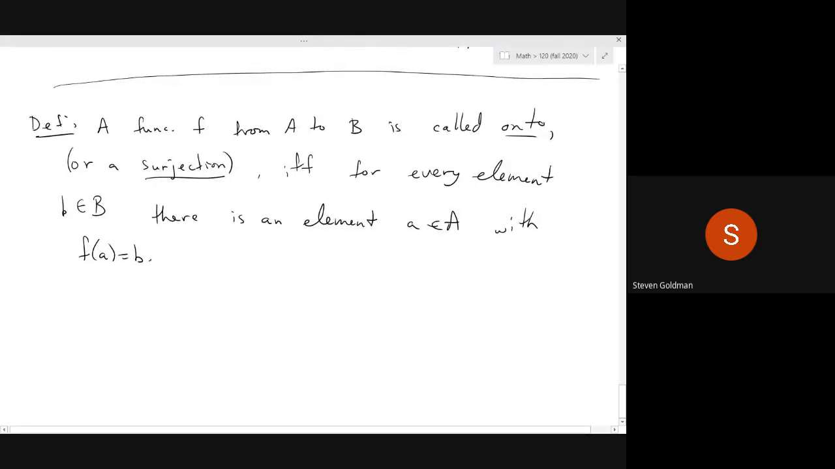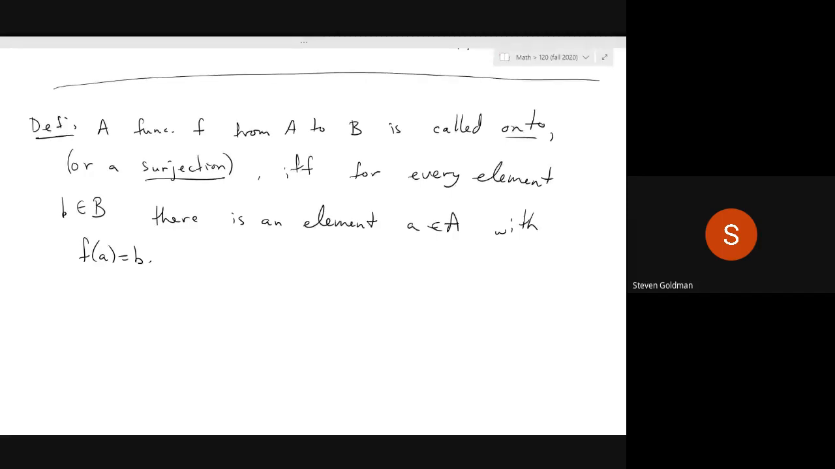So in other words, a function is onto if every element in the codomain is an image. Every element in the codomain has a pre-image. Or in other words, it's onto if the codomain and the range are the same set. Okay? Yes, exactly as you put it.